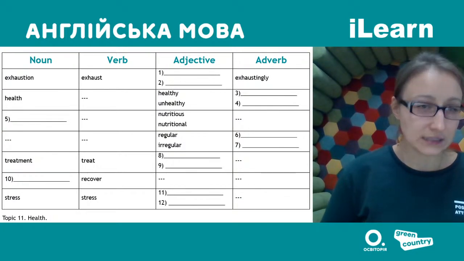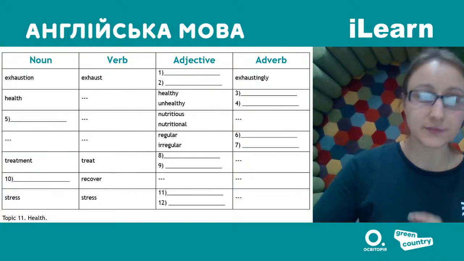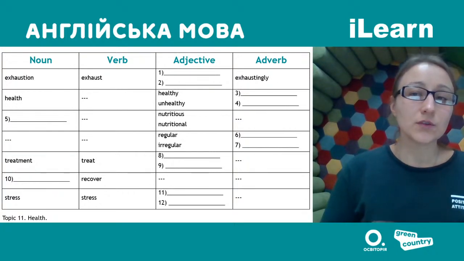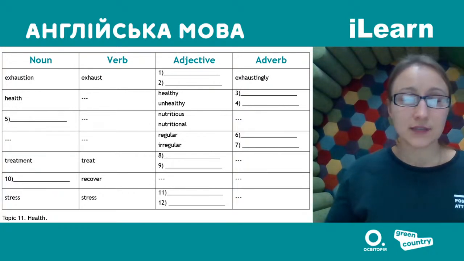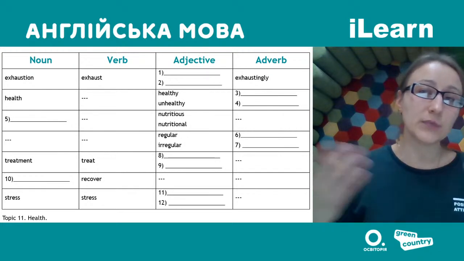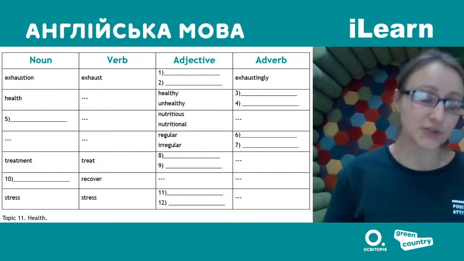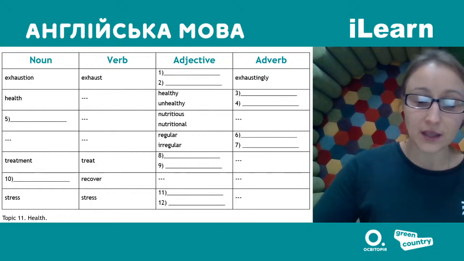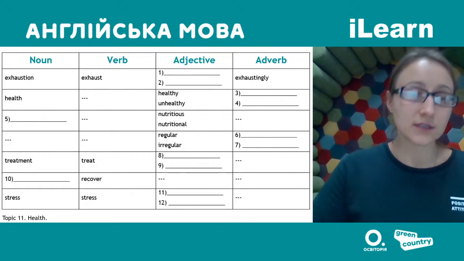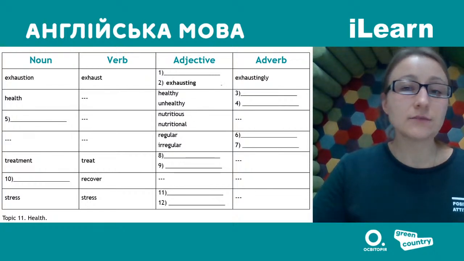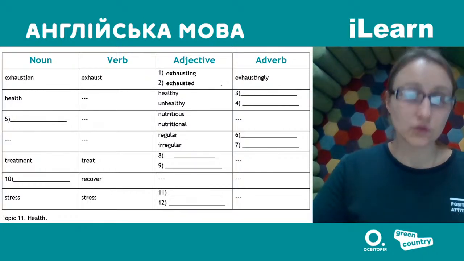This is quite easy, but there might be some mistakes. So, you know the word I'm exhausted. Я виснажений. Yeah? When you talk about your health, you may use the noun exhaustion, yes, тобто виснаження. The verb is to exhaust, виснажувати, and the adjective might be exhausting and exhausted.